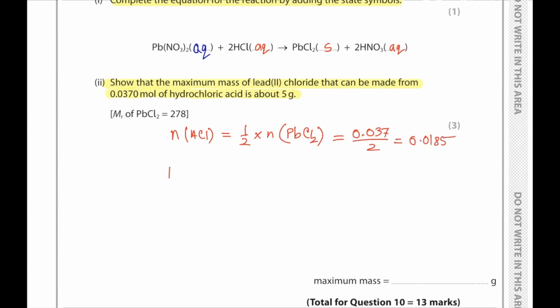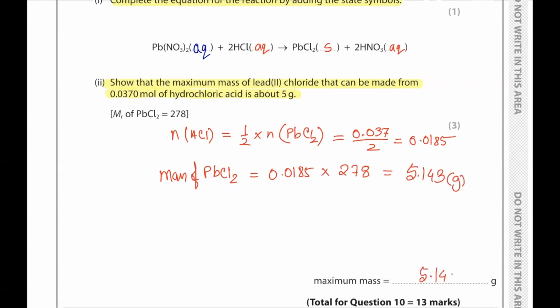Now we need to know the Mr of PbCl2. So we already know the Mr of PbCl2, so we need the mass of PbCl2. So the mass of PbCl2 is equal to 0.0185 multiplied by 278 gram per mole, which gives us 5.143. So technically, this is the theoretical maximum mass of lead chloride that we can gain.